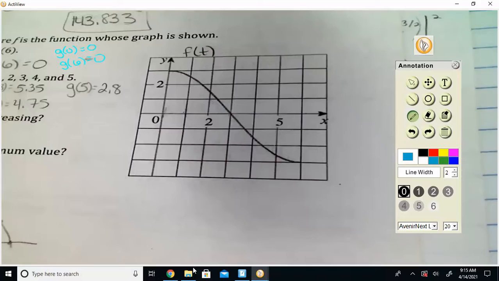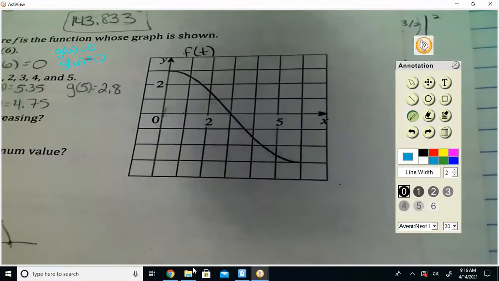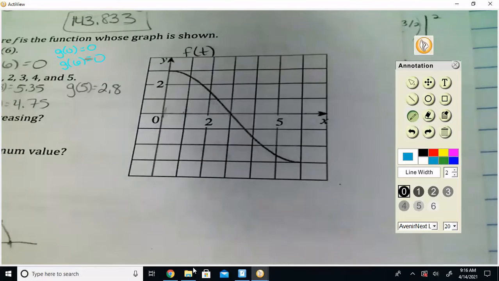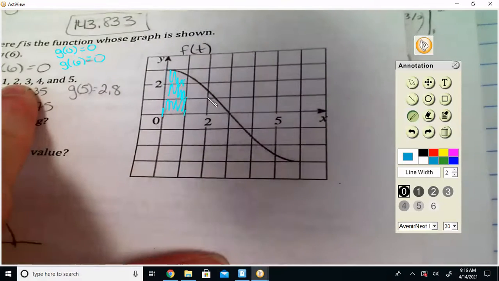Part B. Estimate G of x for each of these. So that is just our area under the curve. So the first one was G of 1. So it's saying starting at 0 and ending at 1. So if I want to add up these, that's 1, 2, and a little more. So what would you call it? 2.8-ish?